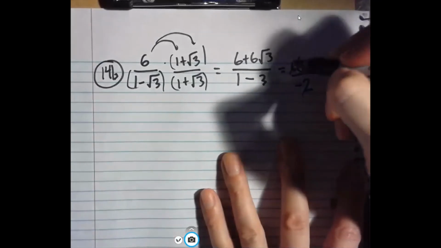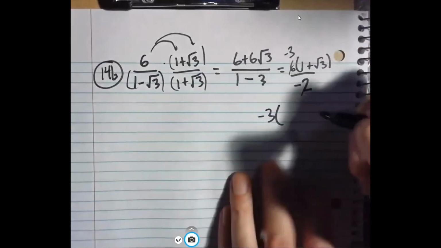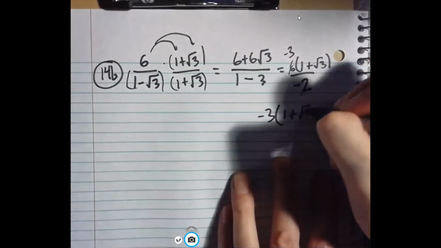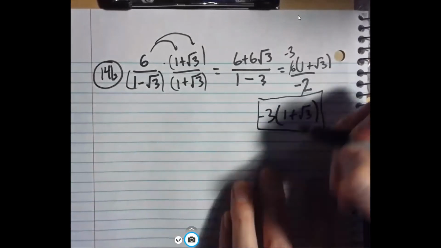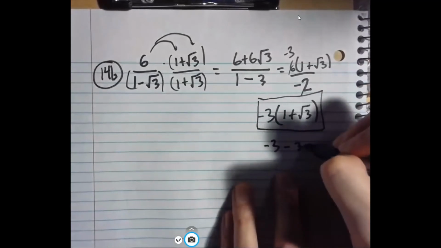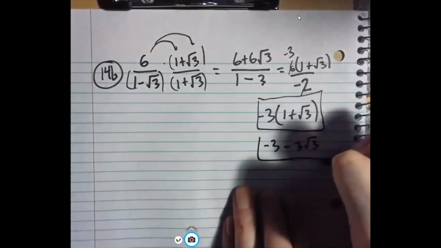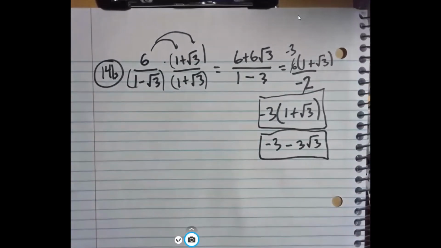6 and negative 2. 6 divided by negative 2 would be negative 3. So your final answer is negative 3 times the quantity 1 plus root 3. And once again, if you wanted to, you could distribute that negative 3. And this would also be a good answer either way. Negative 3 minus 3 root 3.